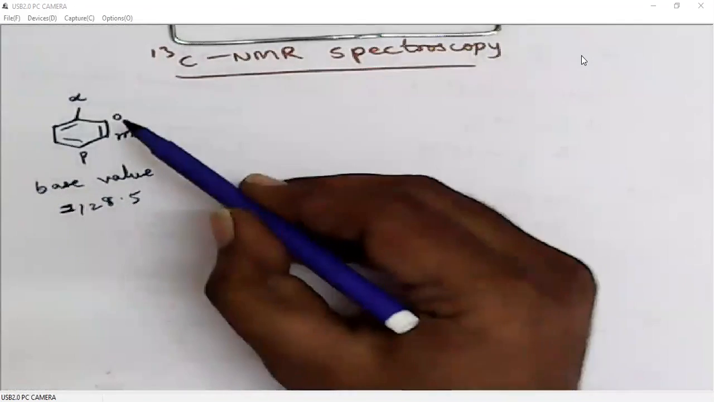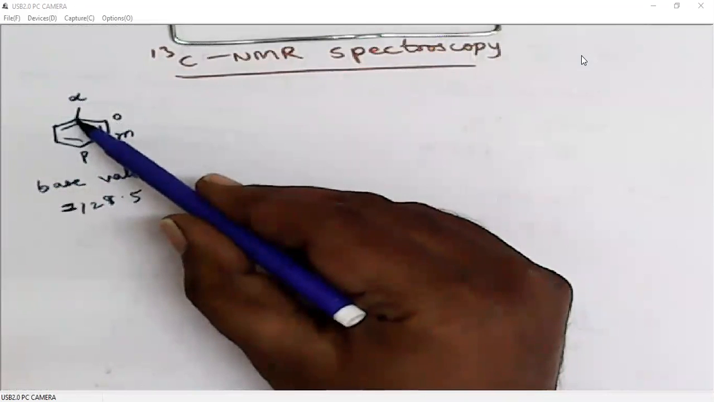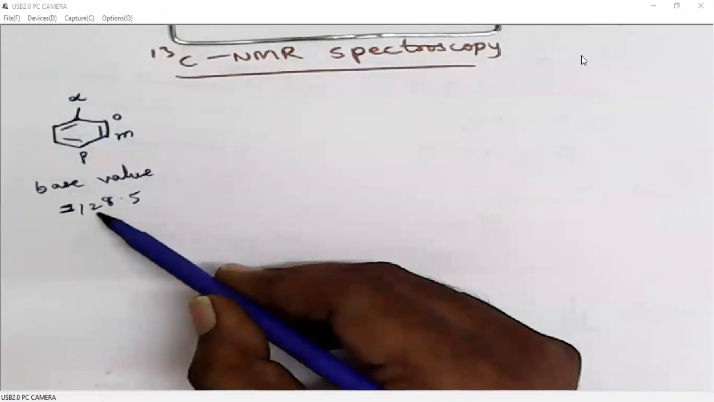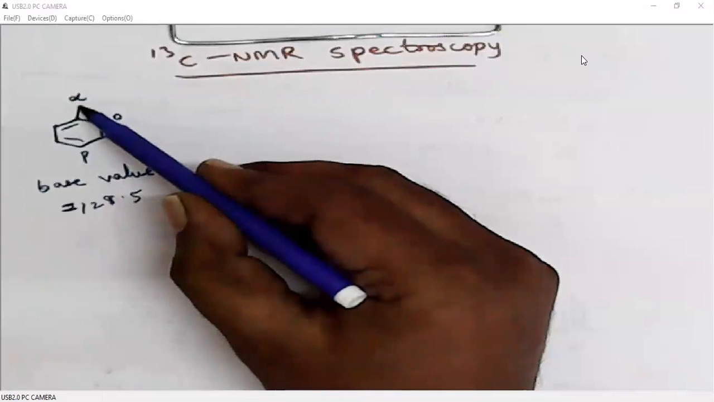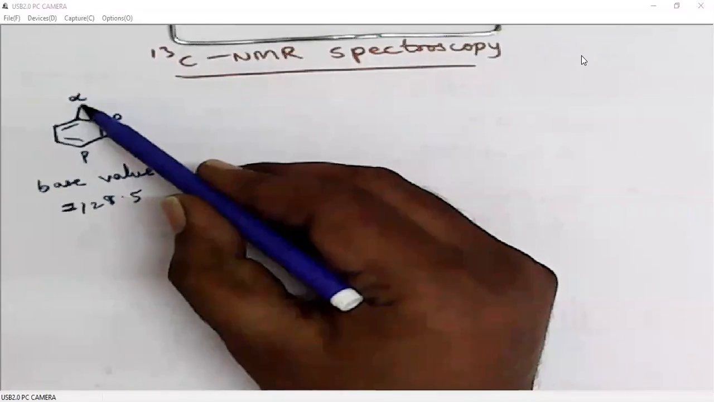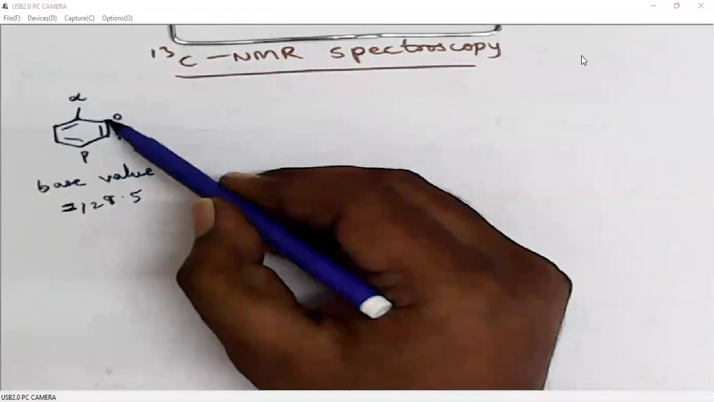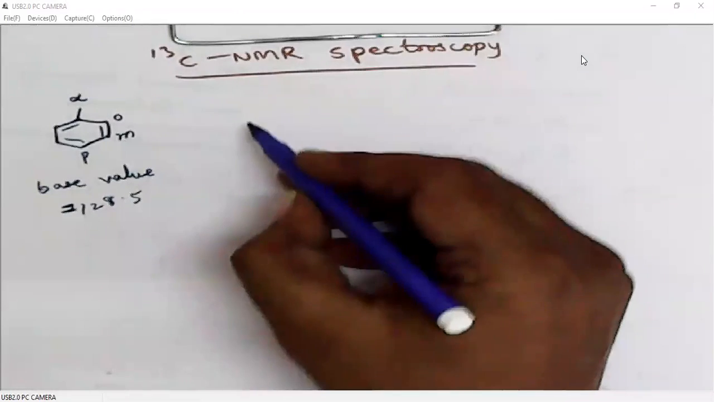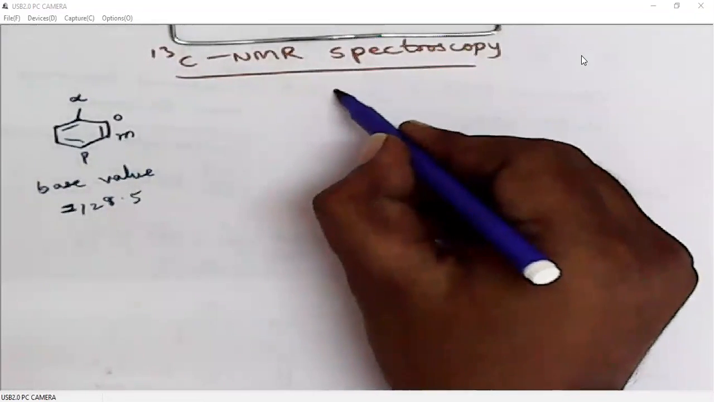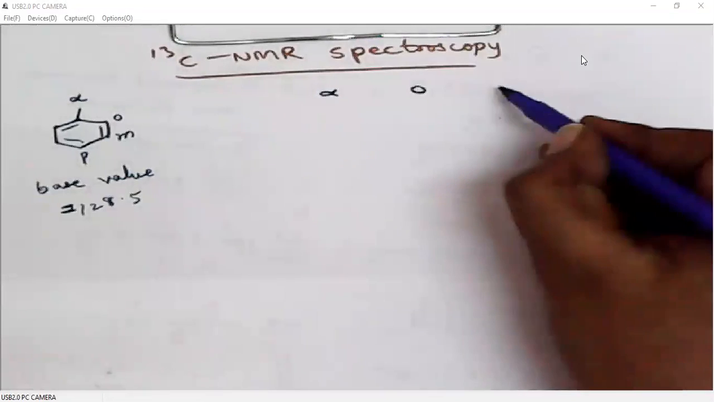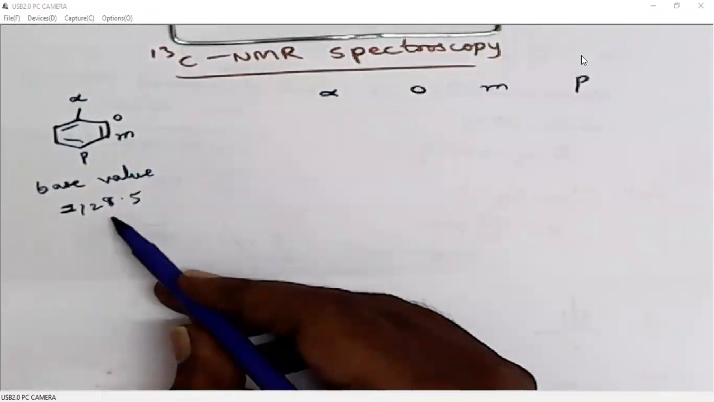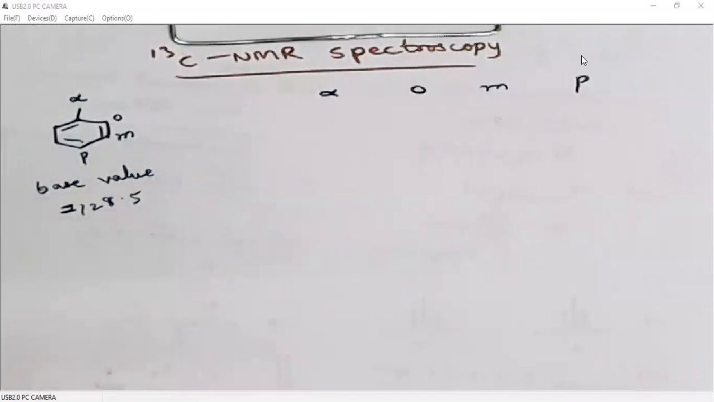Imagine that we are trying to calculate the delta value for the substituent for this carbon. So when we are looking at this carbon, we will take the base value, and whatever the substituent here is considered as alpha. Then this position is ortho, this position is meta, this position is para. For example, alpha, ortho, meta, para. So we will take the base value, and these are all additions or subtractions.